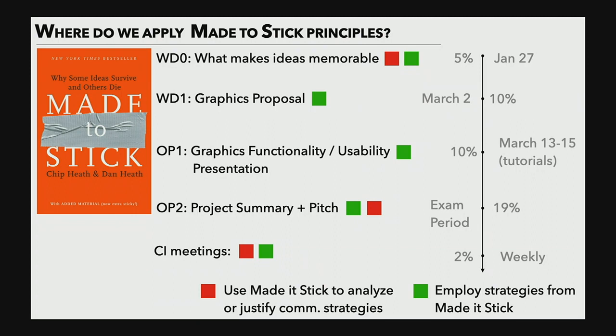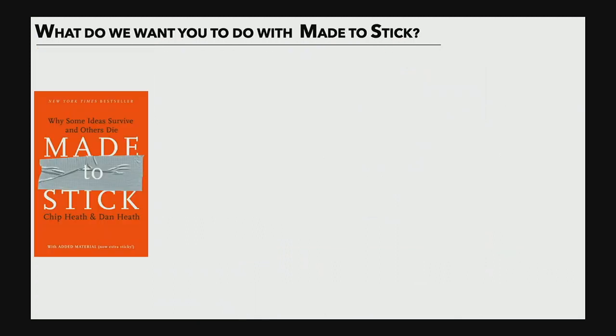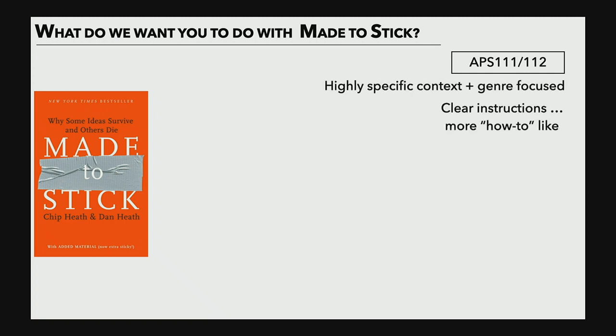Okay, so ultimately, what do we want you to do with Made to Stick? Okay. We know you've had instruction in technical communication already in APS 111, 112. But that instruction has been really highly specific to a particular context. You're writing a very specific set of genres that are very well defined. You have a clear set of instructions. And it's been more like a how to do this effectively, okay?